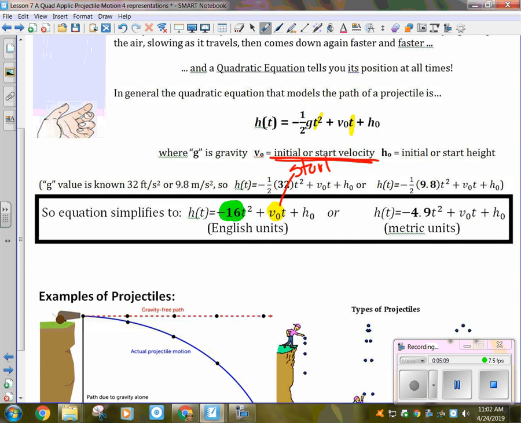Okay. The number at the end, no t. Y'all remember that number at the end, that is your y-intercept? It's your h sub 0.